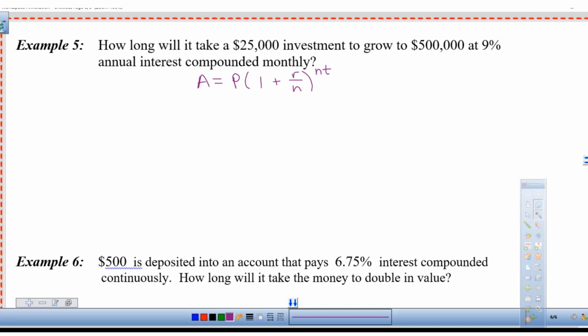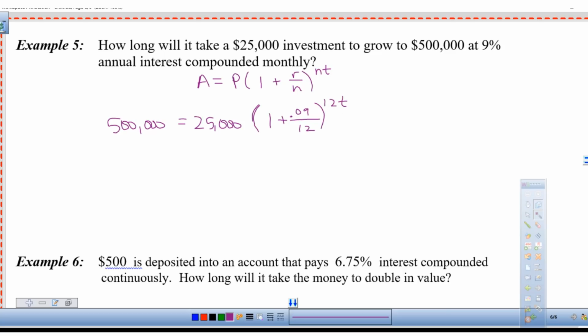One variable. You guys, how long? Look right here. I know that my T is going to be a T. Now I have to have a number for A and P and R and N. So how long will it take 25,000? That's my principal. To grow to $500,000 at 9% interest. So my rate is 0.09. Compounded monthly, my N is a 12. Okay, so fill in those N's. So look what I've got.